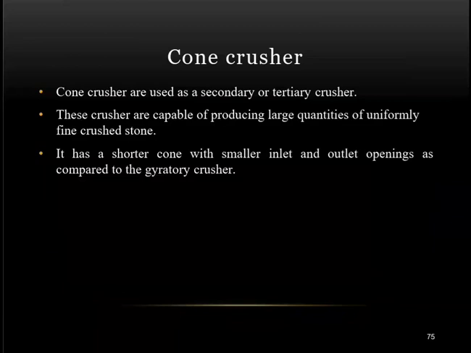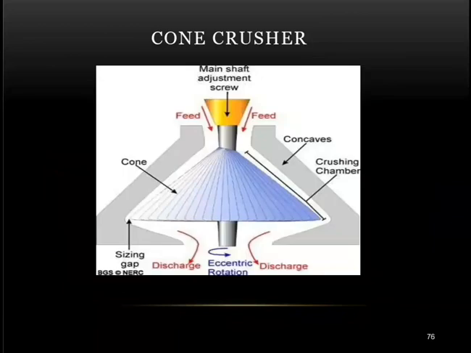Next, cone crusher. Cone crushers are used as secondary or tertiary crushers. These crushers are capable of producing large quantities of uniformly fine crushed stone. It has a shorter cone with smaller inlet and outlet openings as compared to the gyratory crushers. So here you can see a schematic diagram of a cone crusher.